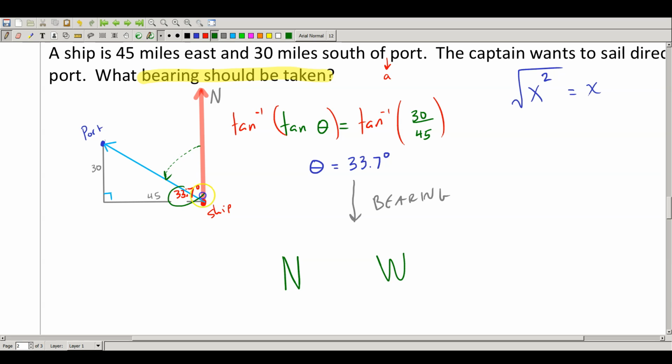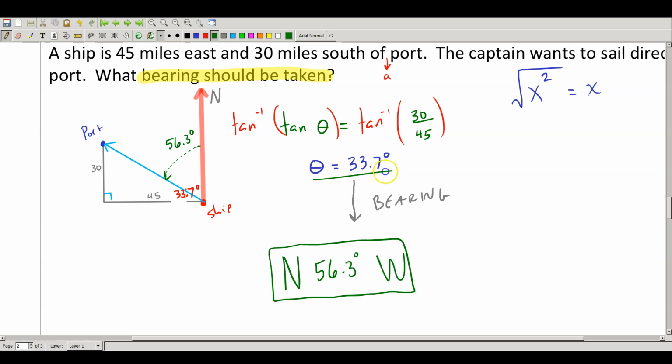Well, I know that this interior angle is 33.7, right? And that has to be the complement of 90, because that's 90 degrees from here to here. So if we take the complement, that'd be 56.3 degrees, right? So then the bearing would be north 56.3 degrees west. These are equivalent. The standard angle of 33.7 degrees is equivalent to a bearing of north 56.3 west.